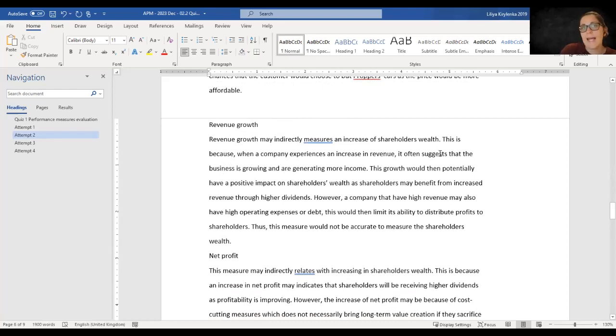Revenue growth. Revenue growth may indirectly measure an increase in shareholders' wealth. No. That it often suggests that the business is growing and generates more income. Okay, well, the explanation, okay, this counts.